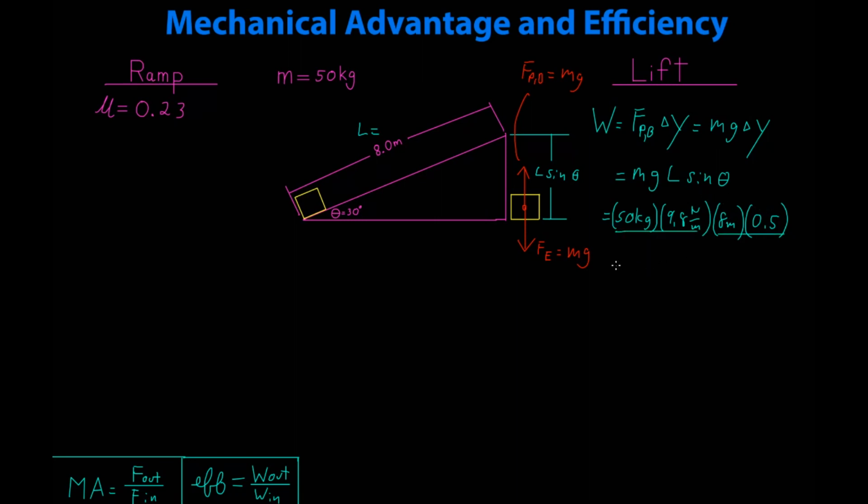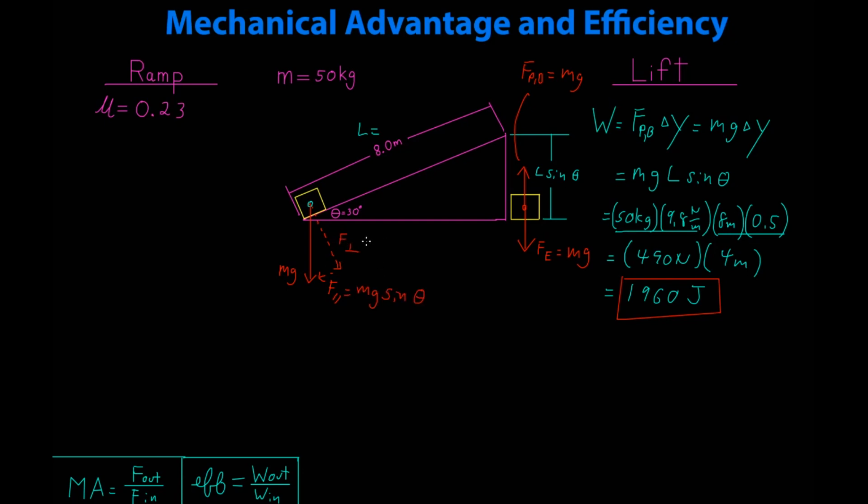Next line, I'm going to separate this out. The force is 490 newtons, and the height is 4 meters, which would be 1960 joules of work if you lifted it straight up into the air. All right, let's start the force diagram on the ramp. I have force earth, which is mg. This is force parallel. This is force perpendicular. Force parallel is mg sine theta. Force perpendicular is mg cosine theta. Force normal is mg cosine theta.